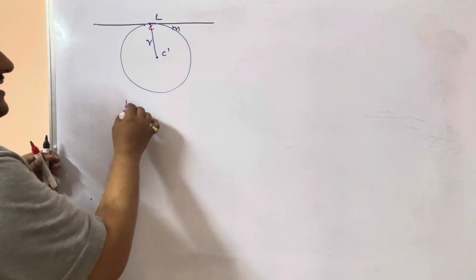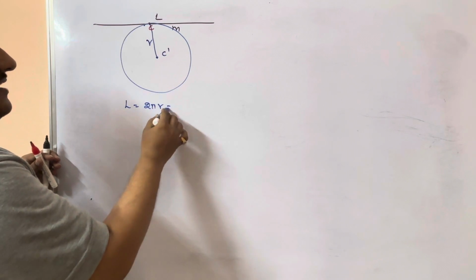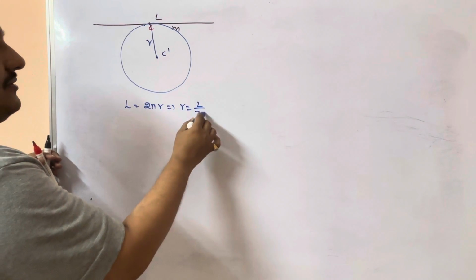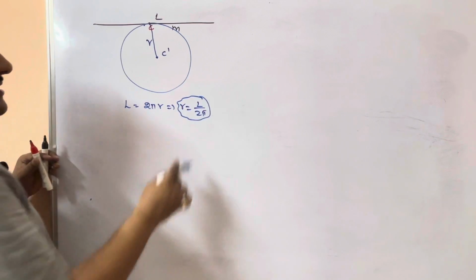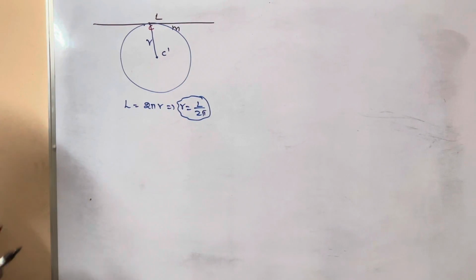So, total length should be equal to 2 pi r. Then r is equal to L by 2 pi. This is the new position of center of mass.